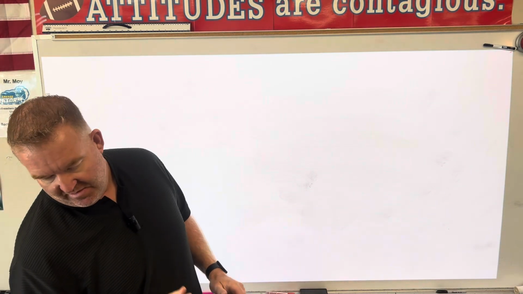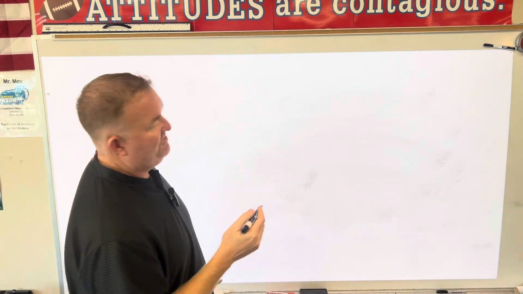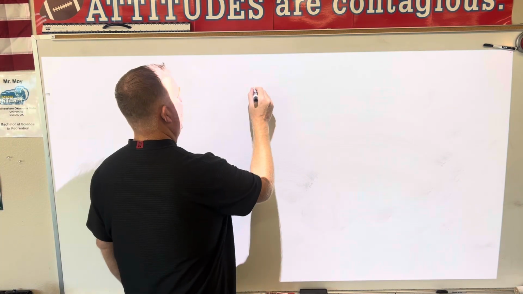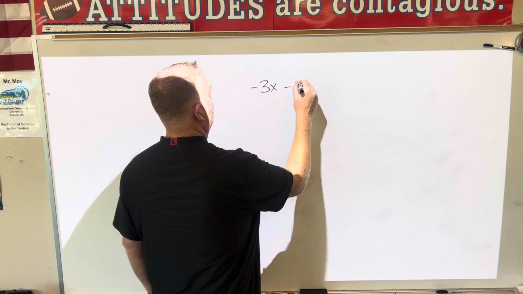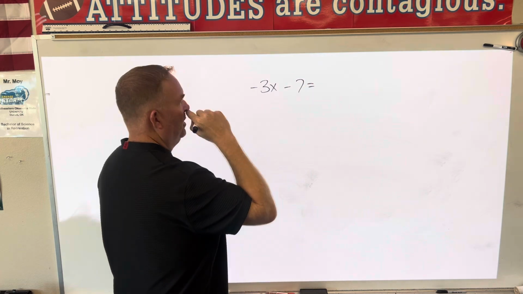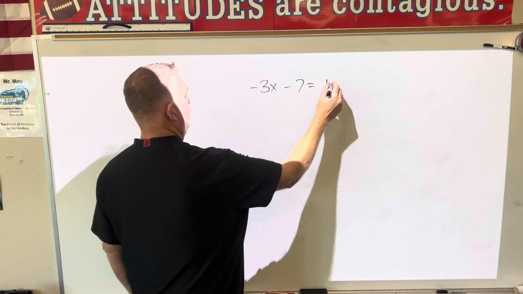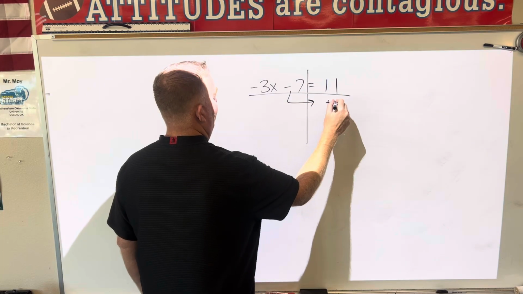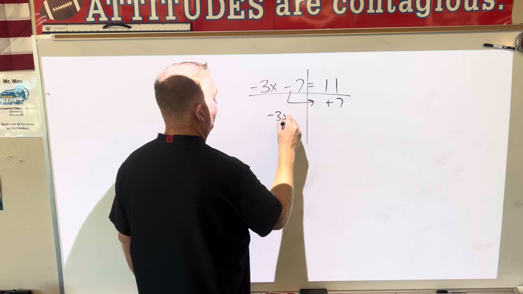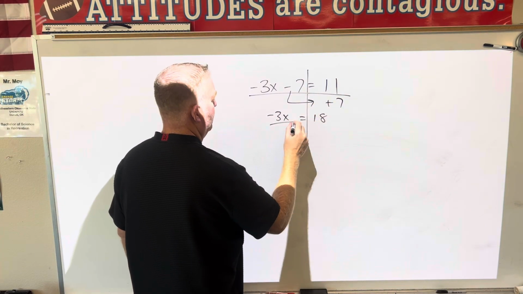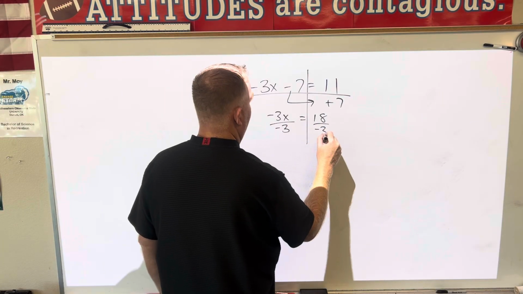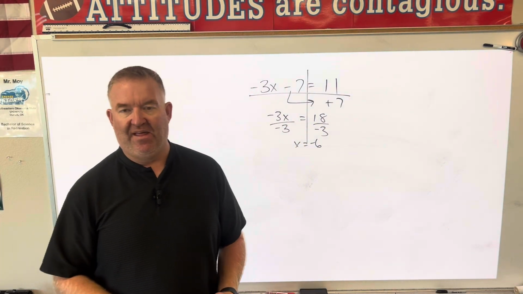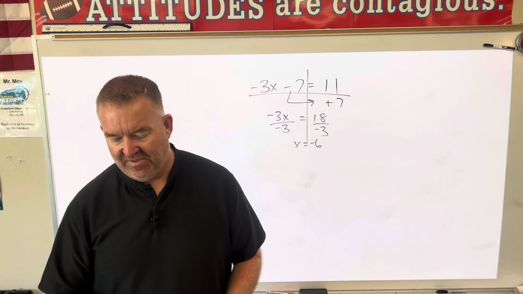Number 4 is just a two-step equation. It looks like negative 3x minus 7 equals 11. Pretty simple. I'm going to add 7 to both sides, so I get negative 3x equals 18. Divide by negative 3, divide by negative 3, x equals negative 6. You will actually have to type that in, okay?